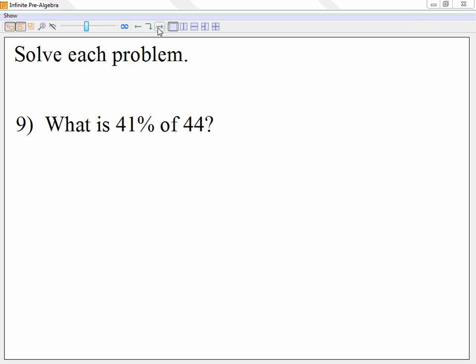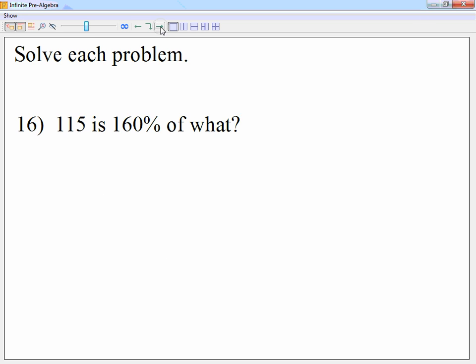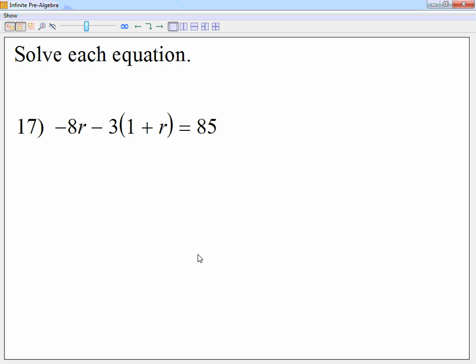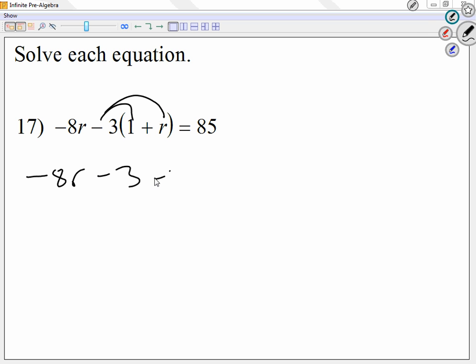All right, now looking at number 17, solve each equation. All we gotta do first is get rid of parentheses. So I know I'm gonna multiply the negative 3 to the inside. My negative 8r has nothing to do with parentheses, so I'm just gonna copy negative 8r. Now my negative 3 times 1 is negative 3. My negative 3 times r is negative 3r, and this is equal to 85.